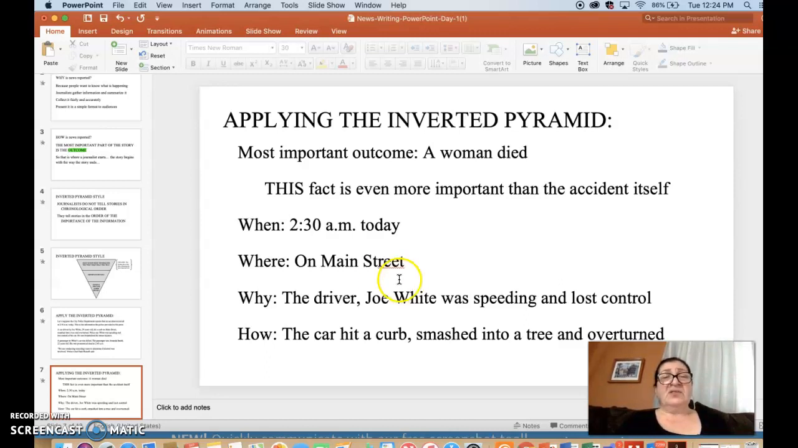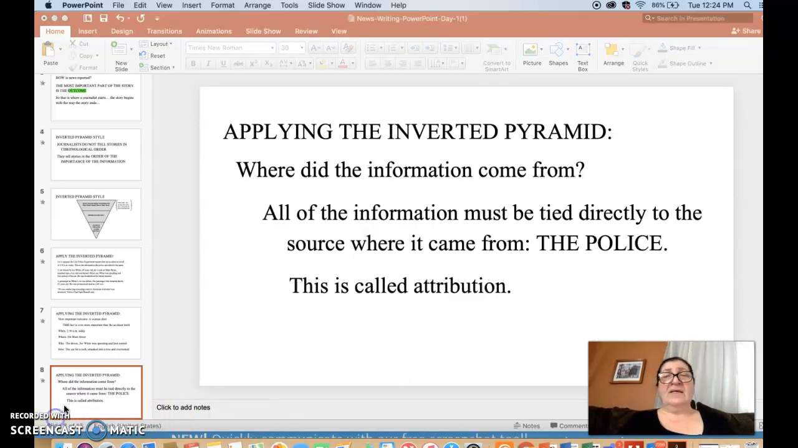We just say at 2:30. So why did she die? The driver, Joe White, was speeding and lost control of his vehicle. And how? The car hit a curb, smashed into a tree, and overturned.